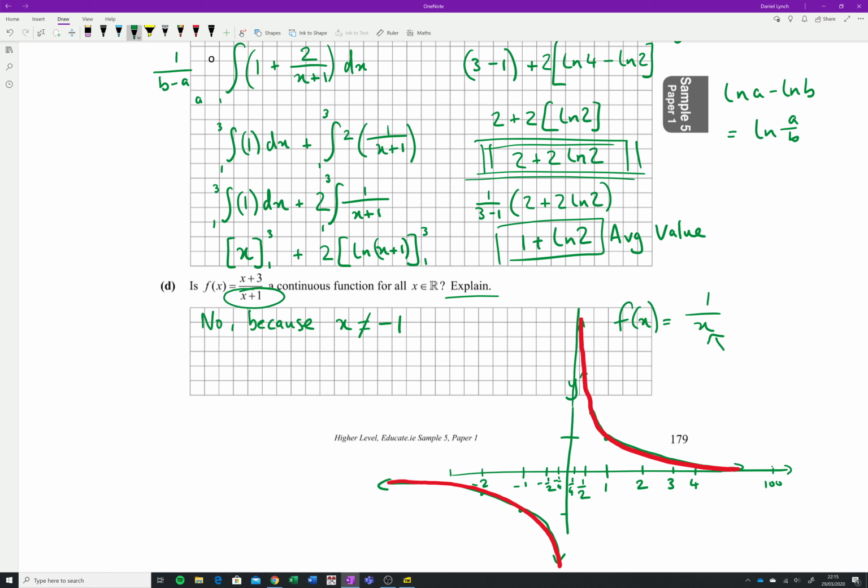That's important. Can I put in -2? Can I put in 0? The answer is yes. I can do both of those things. I just can't put in -1. So there is obviously a break in the connection of the line between the two things there. So that is what it means to be a continuous function.